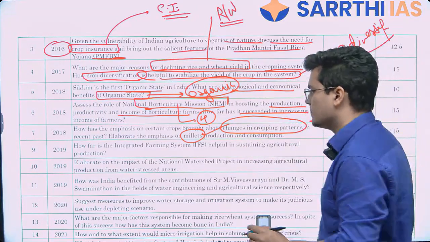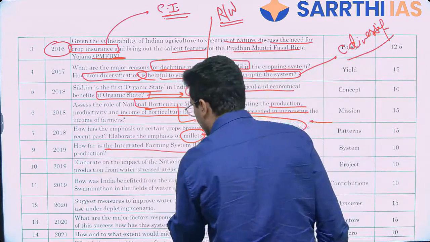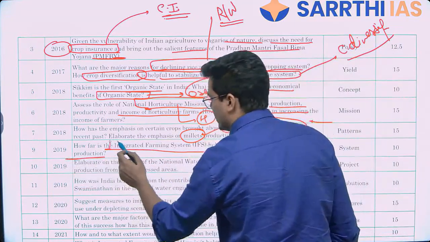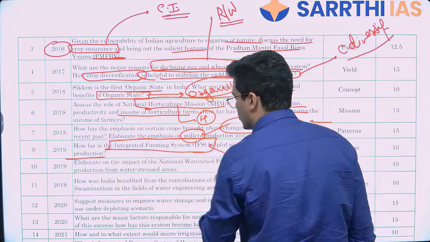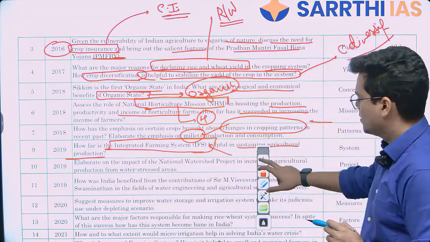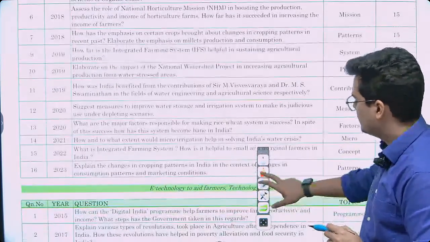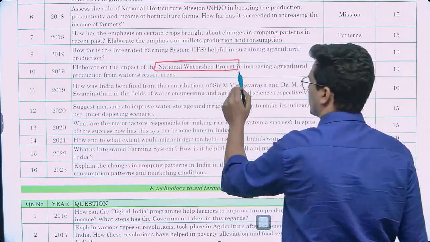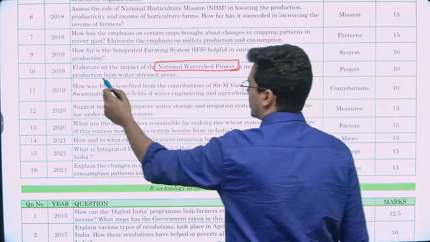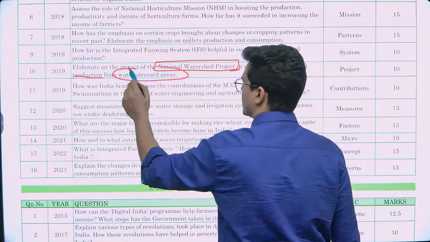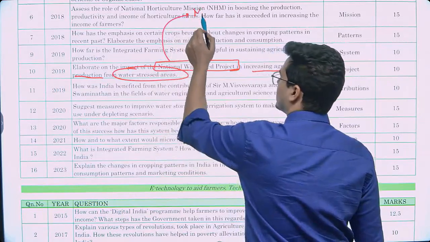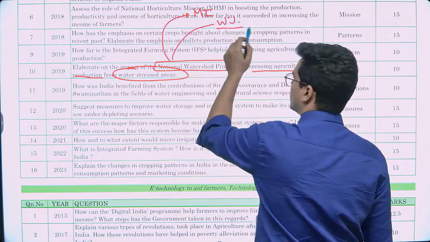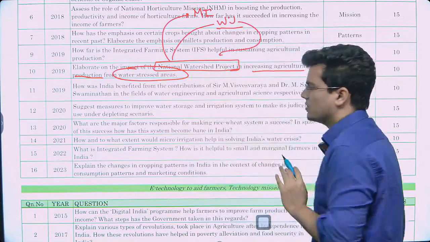Okay. Then, how far is integrated farming system helpful in sustaining agricultural production? So integrated farming system also becomes a topic that I have to cover. Then, elaborate on the impact of National Watershed Project in increasing agricultural production from water stressed areas. ऊपर मैंने देखा था कि माइक्रो इरिगेशन पे भी क्वेश्चन था, वाटर यूज एफिशिएंसी पे भी क्वेश्चन था, उसी से लिंक्ड क्वेश्चन आया वाटरशेड प्रोजेक्ट.